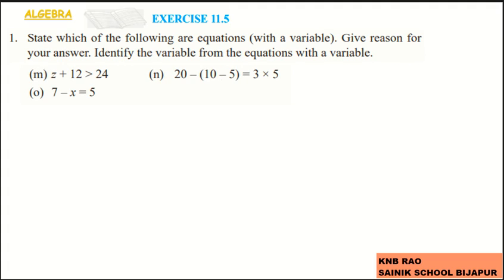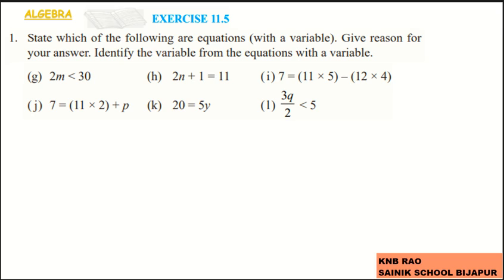So, coming to the question number 1, sub questions G is not an equation, though there is a variable m, but the equality is not there. We have got the less than symbol. H is an equation with the variable n. I is not an equation, it is a numerical equation, not an algebraic equation. J is an equation with the variable p.